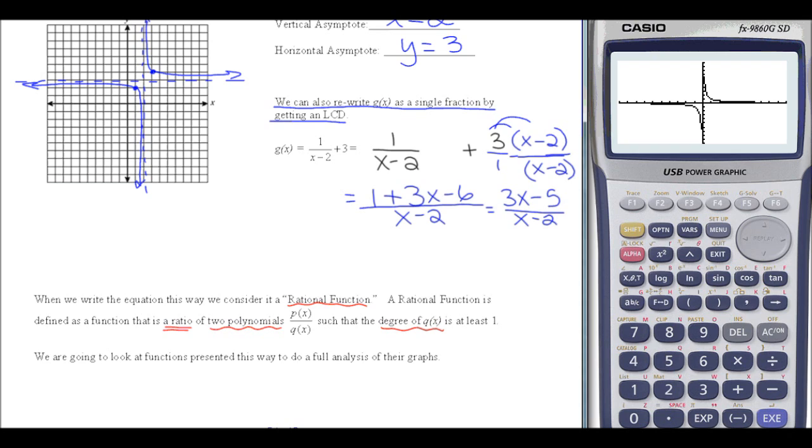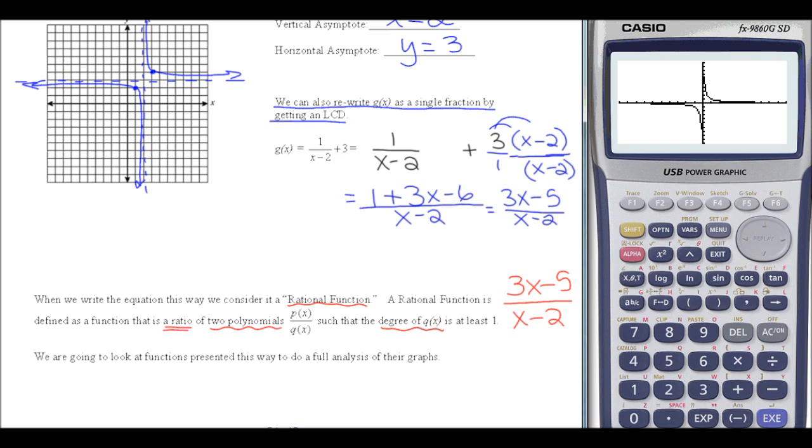And that's what we have here. Our function would be 3x minus 5, which is a linear function. It would make a line if we graphed it, over x minus 2, which is also a linear function. It would make a line if we graphed it. And this is another way of writing our function g of x.